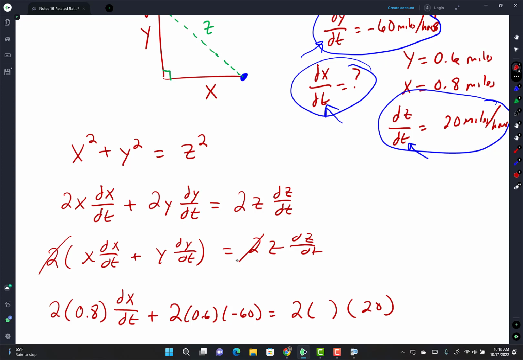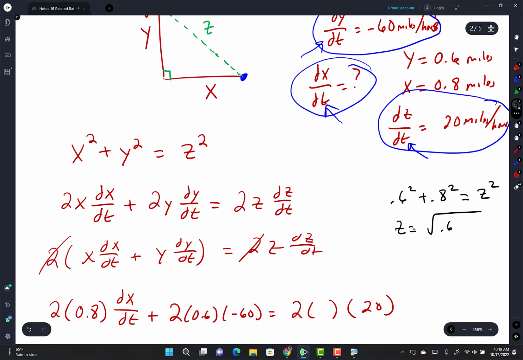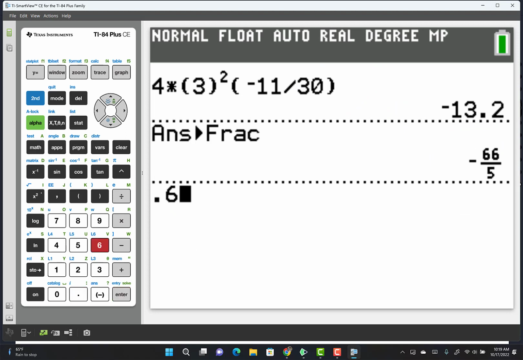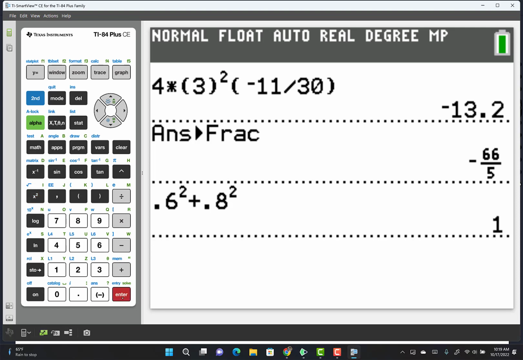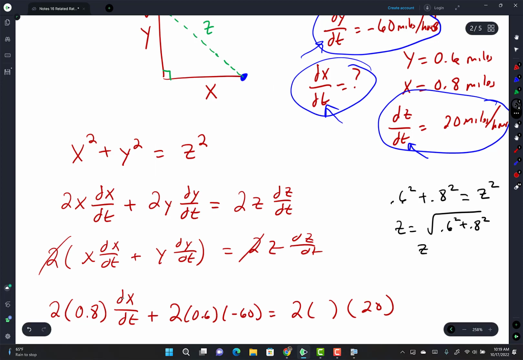So on the side, you're going to go 0.6 squared plus 0.8 squared equals z squared. Z equals the square root of 0.6 squared plus 0.8 squared. I believe that's 1. 0.64 plus 0.36 is 1.00. But we'll check it just in case. 0.6 squared plus 0.8 squared is 1, and the square root of 1 is 1. So z is 1. That's what we're plugging in right here.